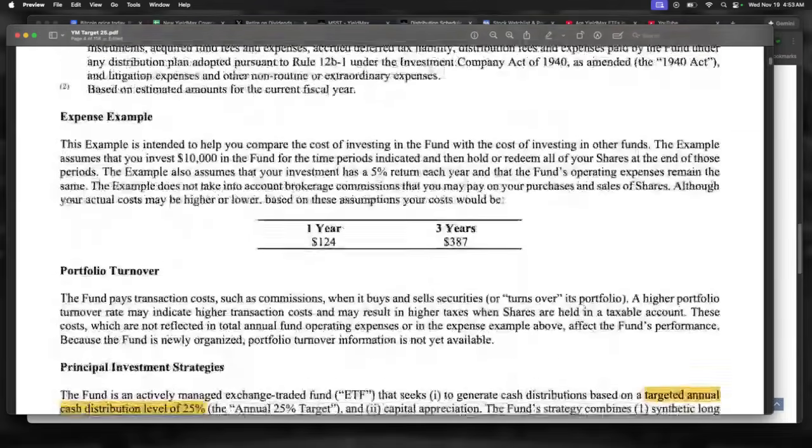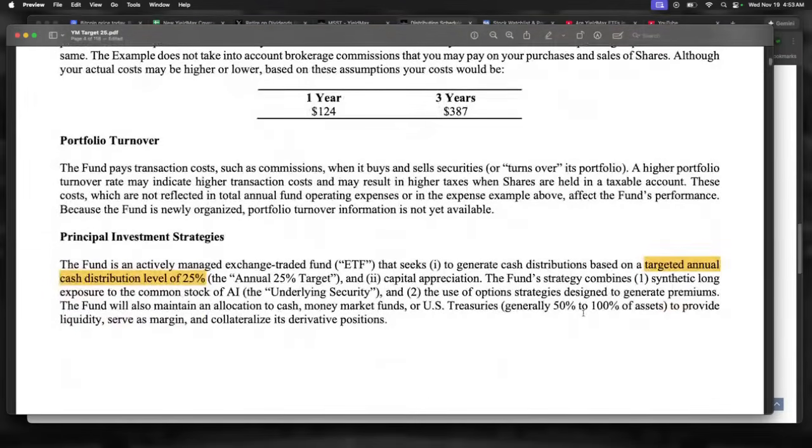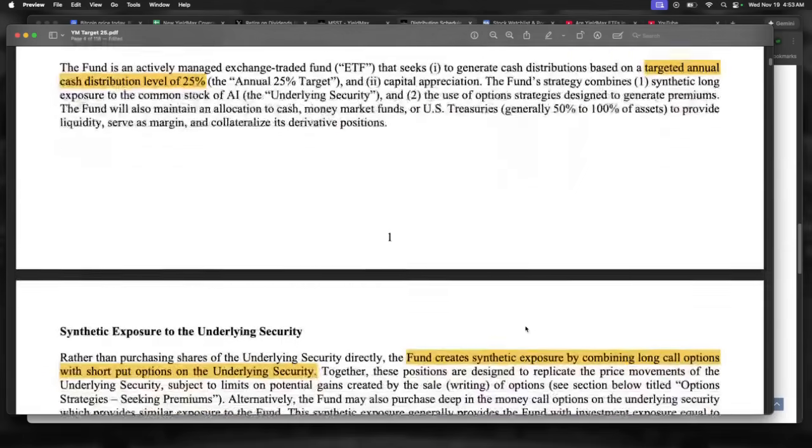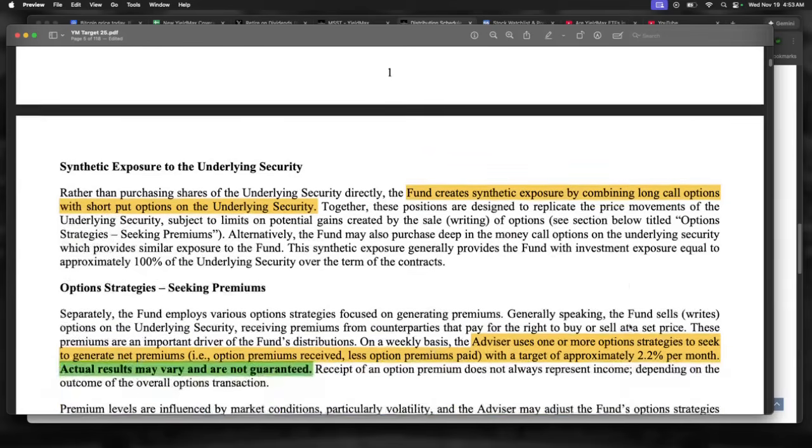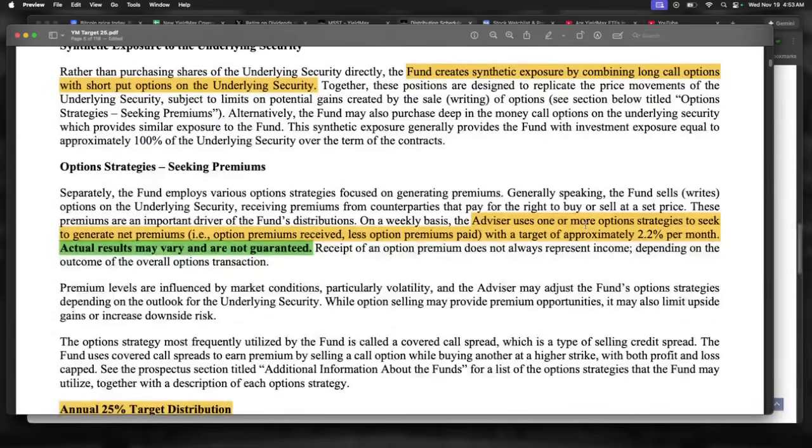All right, I'm not going to go too deep into the prospectus, but I'll do a little. So it says here, targeted annual cash distribution, 25%. We kind of know that. The fund creates synthetic exposure by combining long call options with short put options on the underlying security. Nothing new there. The advisor uses one or more option strategies to seek to generate net premium.